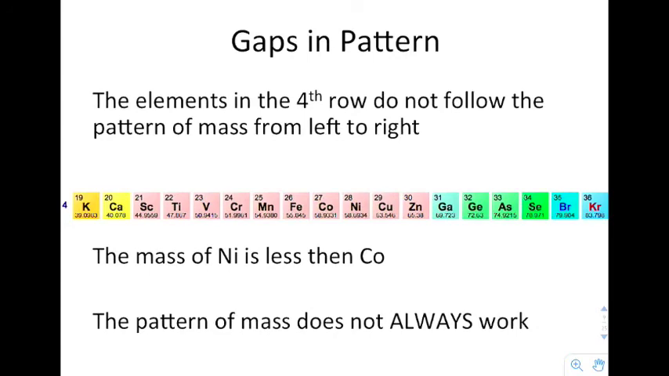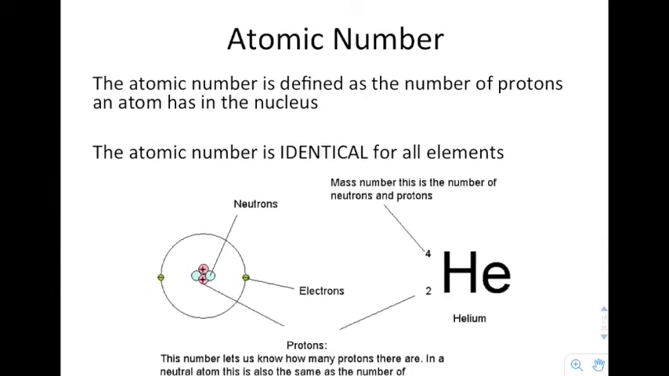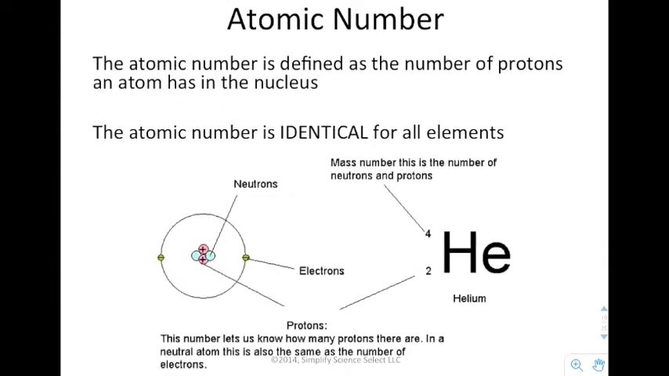Because of these gaps in the pattern, and you see this specifically with the fourth row, they don't follow the same pattern. As you see, it increases 51, 54, 55, 56, and then it goes down. So between cobalt and nickel, you actually see as you move from left to right, the atomic mass doesn't increase. Because of that, the pattern doesn't always work. So instead of organizing periodic tables by mass, we decided to organize it by atomic number.